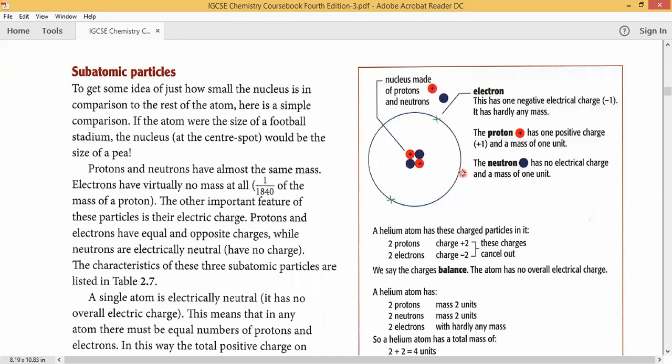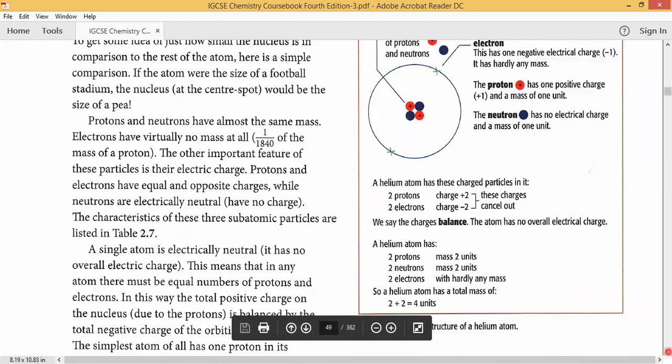We know that helium has two protons, two electrons, and two neutrons. Take a look, the electrons are shown with crosses. They have negative electrical charge, and they hardly have any mass. They're so small. The protons have positive charge, and they have a mass of 1 unit. The neutrons have no electrical charge, and they also have a mass of 1 unit. We say protons and neutrons have almost the same mass.